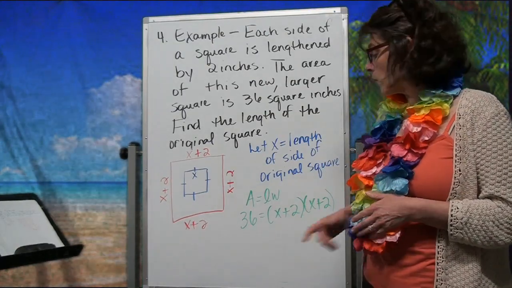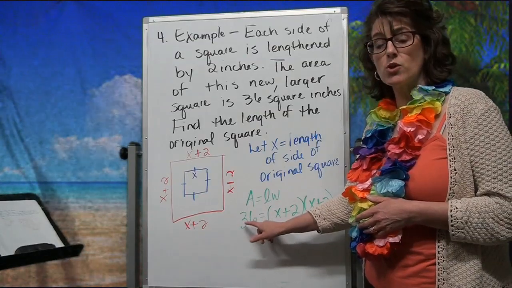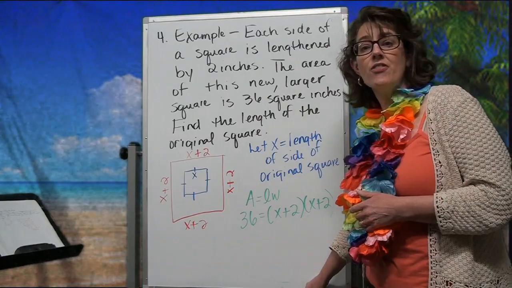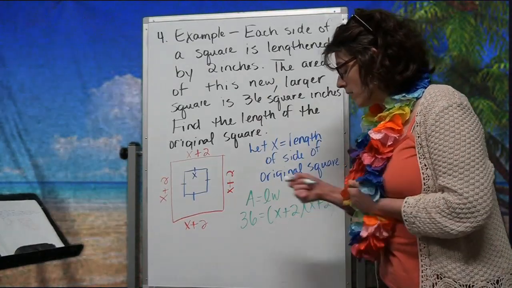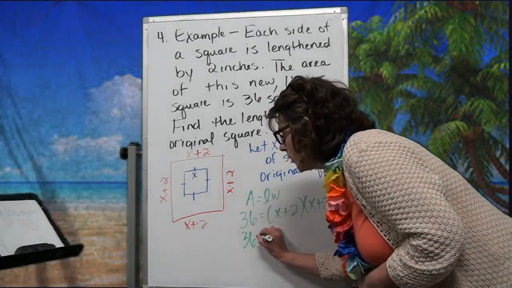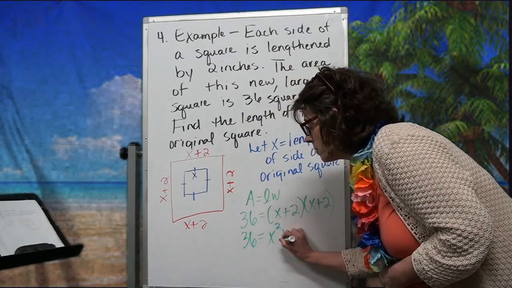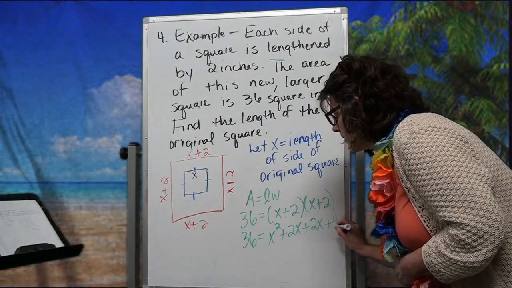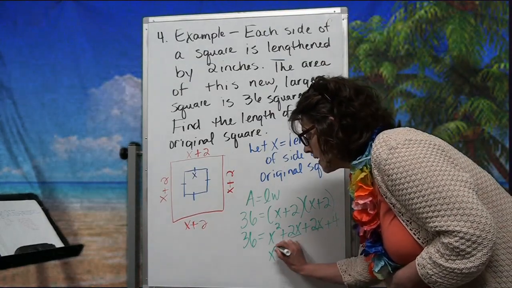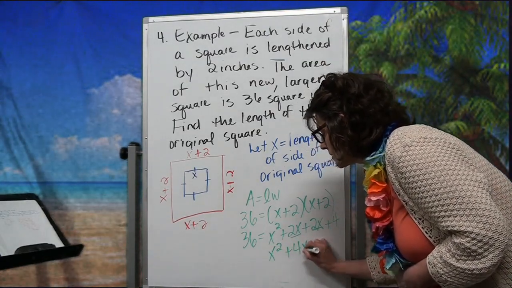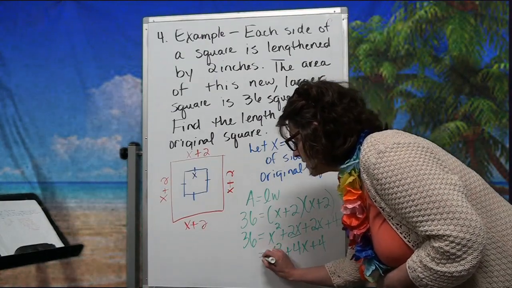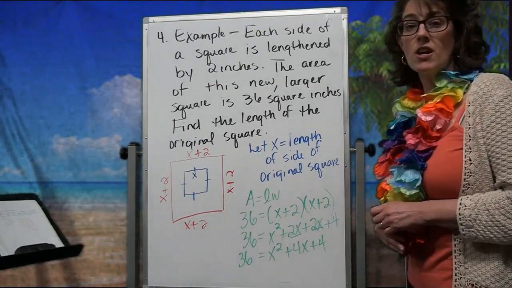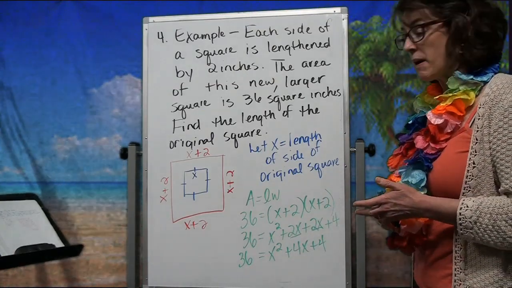This, again, is where we need this set equal to 0 so that we can factor and use our zero product principle. So what I'm going to do instead then is I'm going to FOIL this out. And when I FOIL it out, I get x squared plus 2x plus another 2x plus 4. When I combine these like terms, I get x squared plus 4x plus 4, and that's equal to 36. But now what I'm going to do is I'm going to slide that 36 to the other side so that I can solve this by factoring.